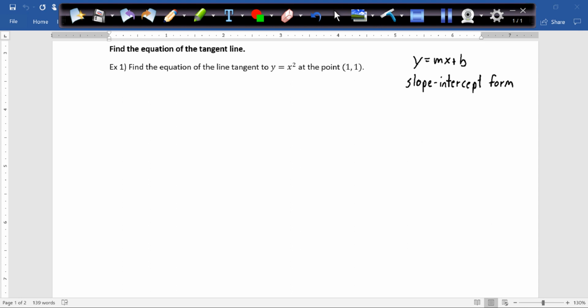Okay. Where were we? Okay, so what I was saying was, we have this slope-intercept form of a line.